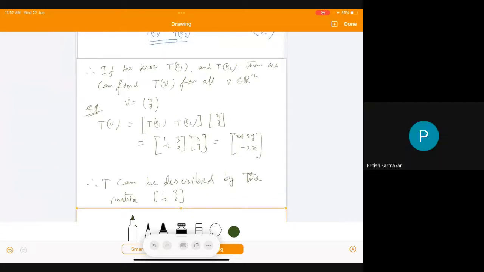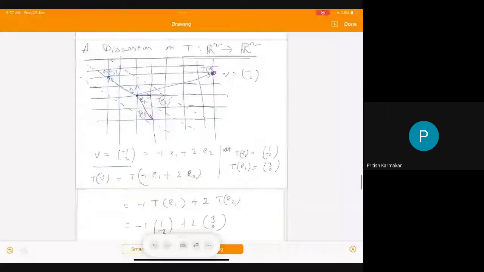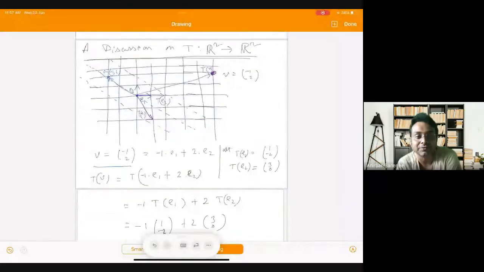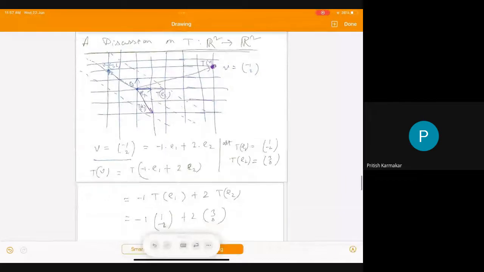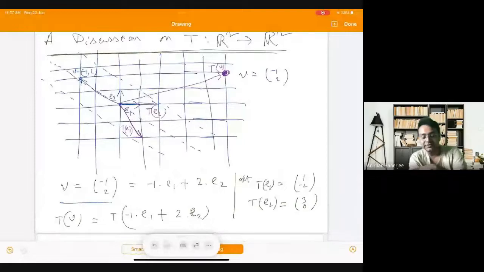Yes, can you go to the previous picture? Why do you draw these diagonal lines, dotted diagonal lines? Of course, for any linear transformation, if it is in the same space, then parallel lines will become parallel lines. So I just wanted to show that the grids changed, but it will be parallel actually.